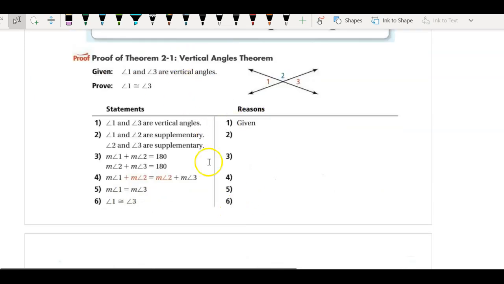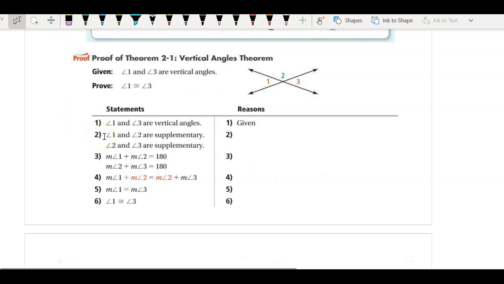Okay, so we have our two-column proofs set up. Notice that I have all of my statements. The only thing we're going to need to fill in are the reasons. And I want you to be aware that you can use any of the given information, definitions, properties, postulates, or previously proven theorems as any of these reasons whenever you're writing a proof. Let's take a look at the first statement. Angle 1 and angle 3 are vertical angles, and that is information that they gave us.